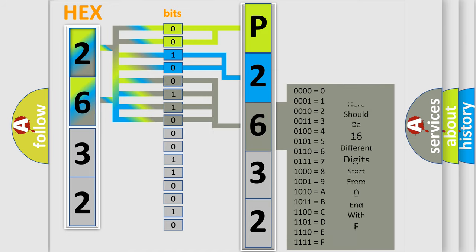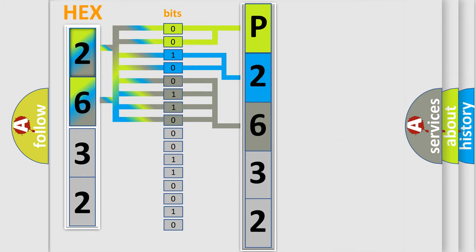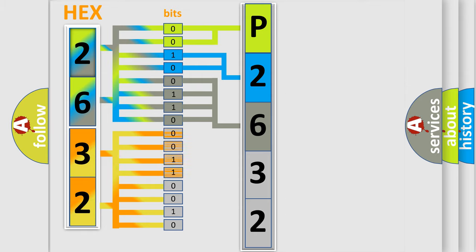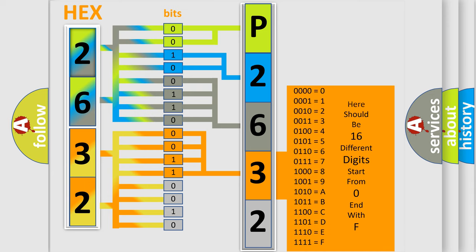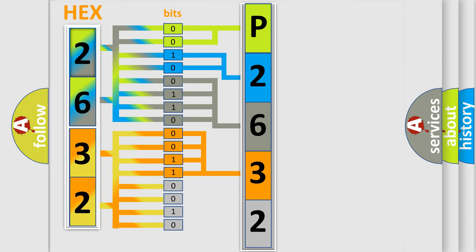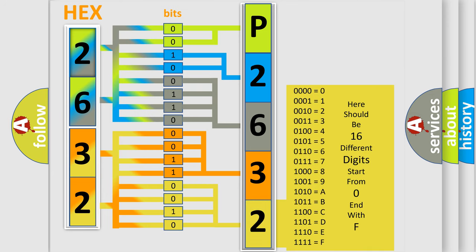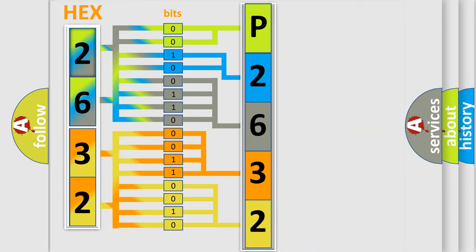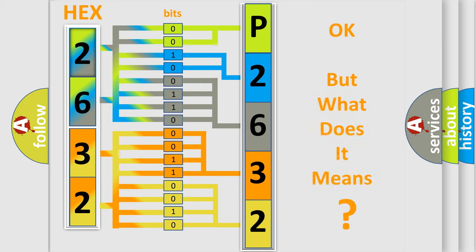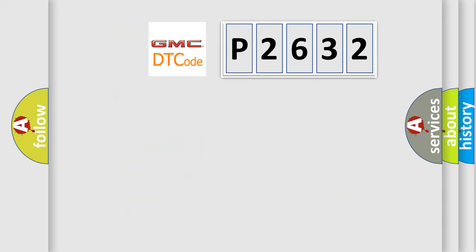The second byte is composed of a combination of 8 bits. The first 4 bits determine the fourth character of the code, and the combination of the last 4 bits defines the fifth character. A single byte conceals 256 possible combinations. We now know in what way the diagnostic tool translates the received information into a more comprehensible format. The number itself does not make sense to us if we cannot assign information to what it actually expresses. So, what does the diagnostic trouble code P2632 specifically mean for GMC vehicles?